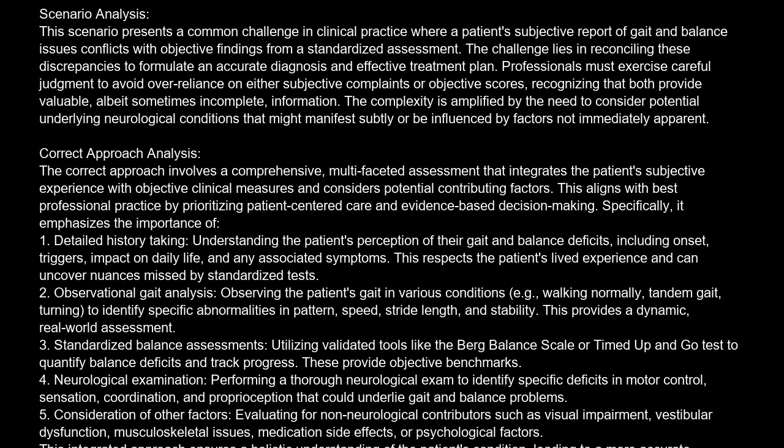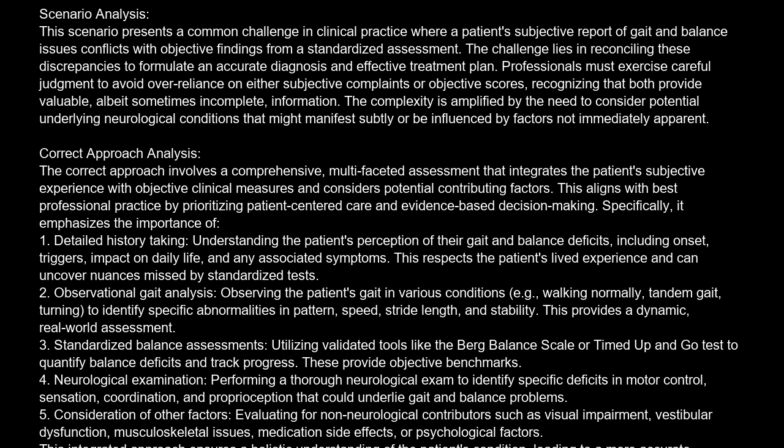2. Observational gait analysis. Observing the patient's gait in various conditions, e.g., walking normally, tandem gait, turning to identify specific abnormalities in pattern, speed, stride length, and stability. This provides a dynamic, real-world assessment. 3. Standardized balance assessments. Utilizing validated tools like the Berg Balance Scale or Timed Up and Go test to quantify balance deficits and track progress. These provide objective benchmarks. 4. Neurological examination. Performing a thorough neurological exam to identify specific deficits in motor control, sensation, coordination, and proprioception that could underlie gait and balance problems.